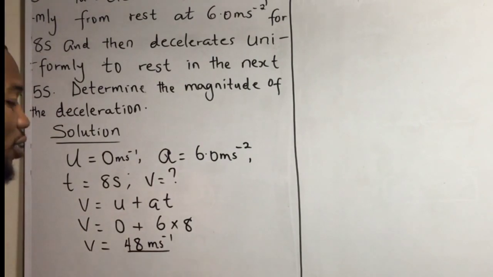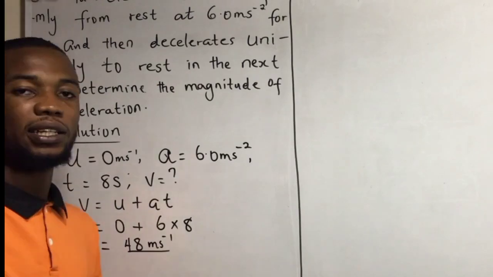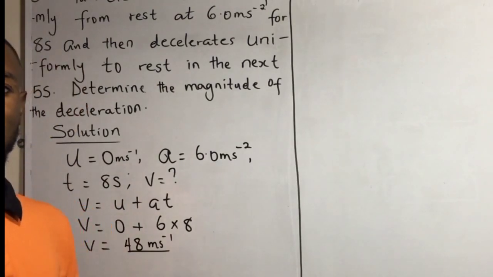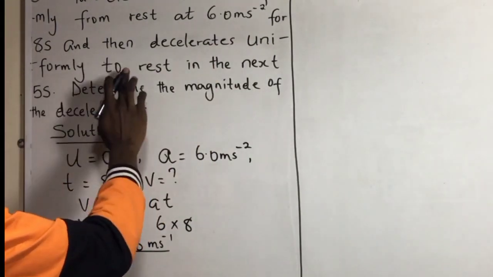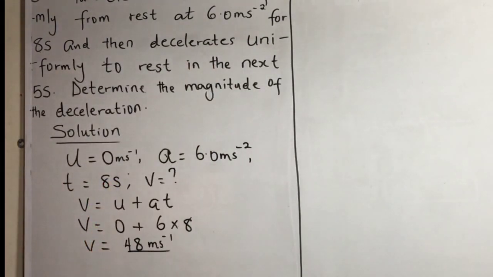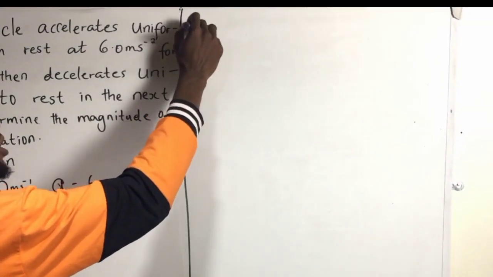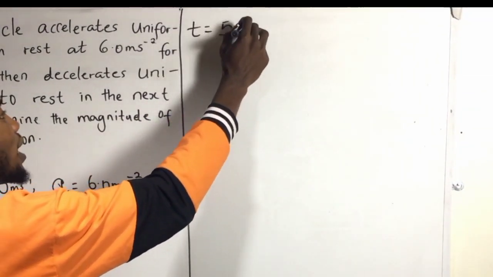Now this is the first value. That's when the body accelerates to its maximum velocity. Now what happened? The question continues, and it decelerates uniformly to rest in the next 5 seconds. Now there is another time taken for it to decelerate, which is 5 seconds.